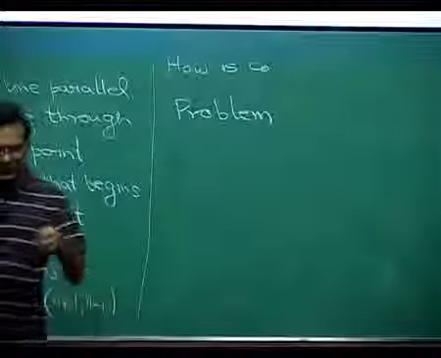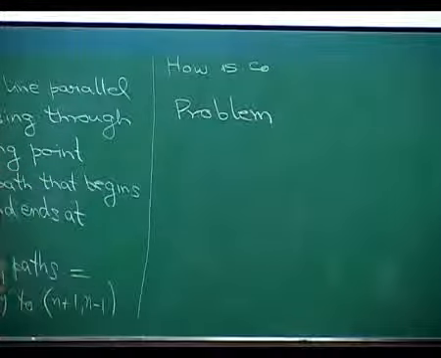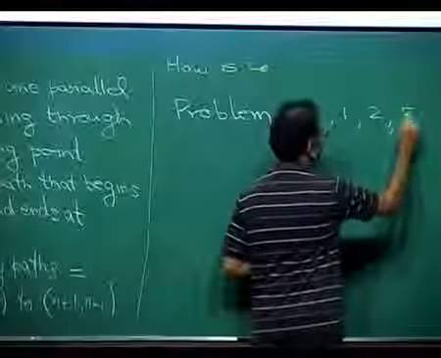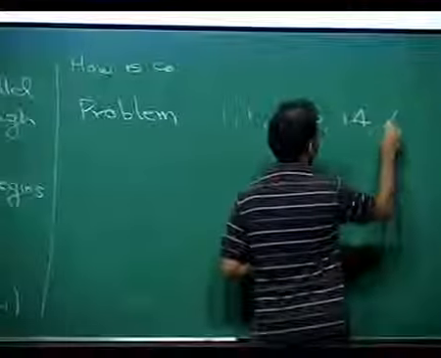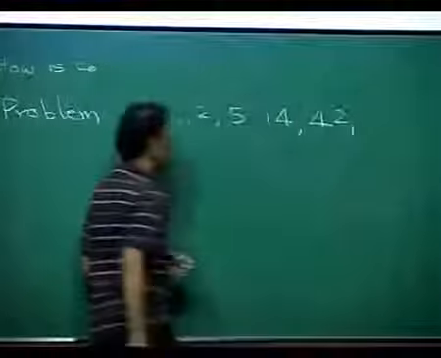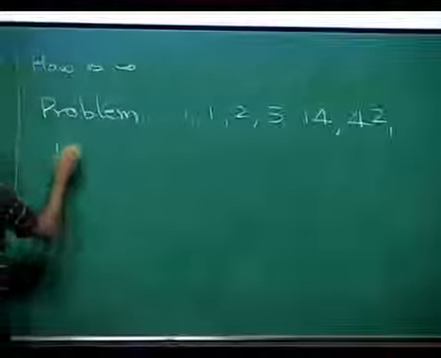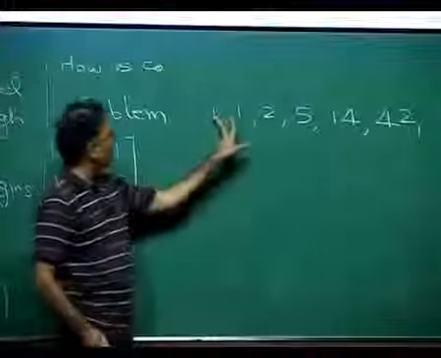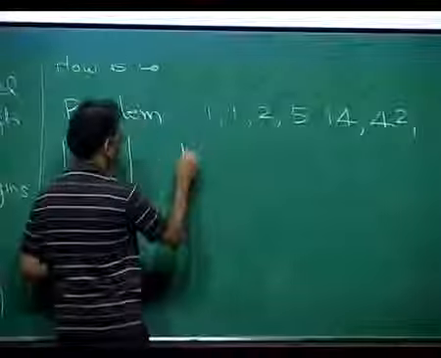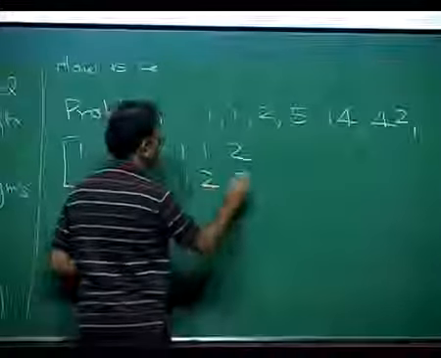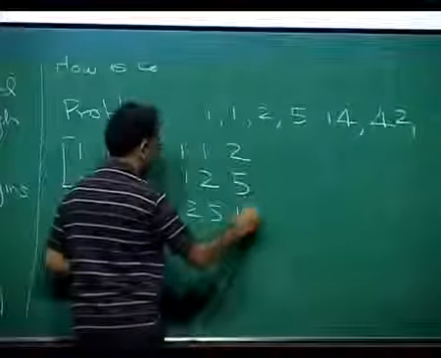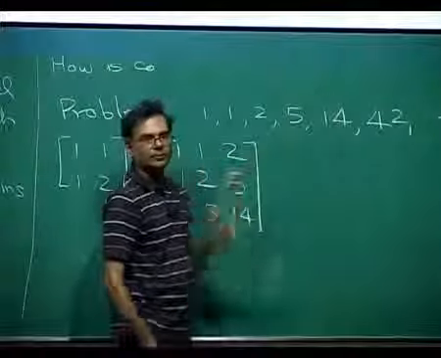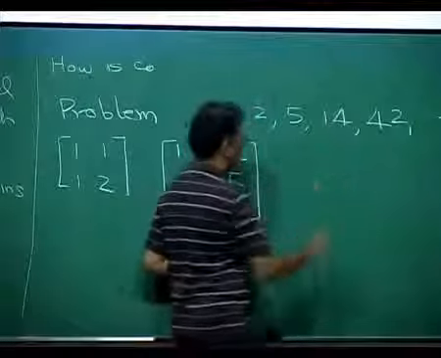This sequence of Catalan numbers that you have, you can form matrices from them. So here is the sequence: 1, 1, 2, 5, 14, 42. You form a matrix by taking 1, 1, 2, then shift. Next matrix 1, 1, 2, 1, 2, 5, 2, 5, 14. The first 3, the next 3, the next 3. In this way you form a whole set of matrices.